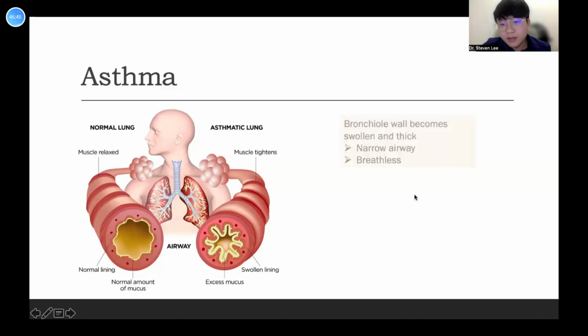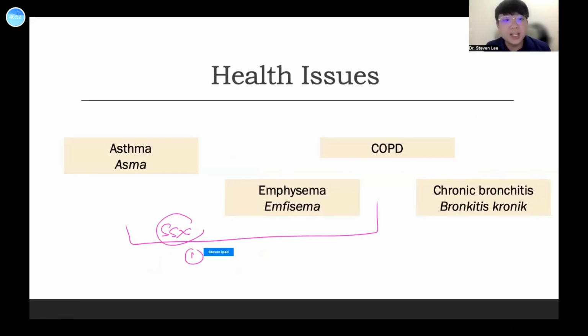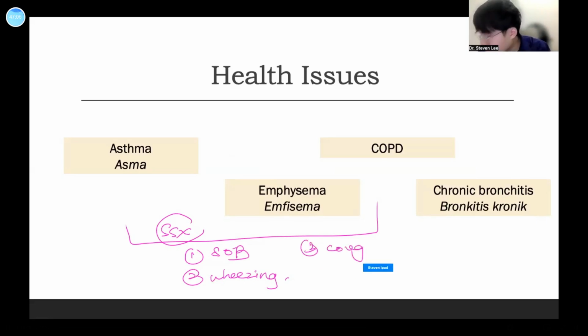Their symptoms are common actually. What are the symptoms? Number 1, they will get SOB, short of breath. Sesak nafas, definitely number 1. Number 2, normally they will have some wheezing. Wheezing is when the nafas berbunyi. They can have cough, which is batuk, all right?